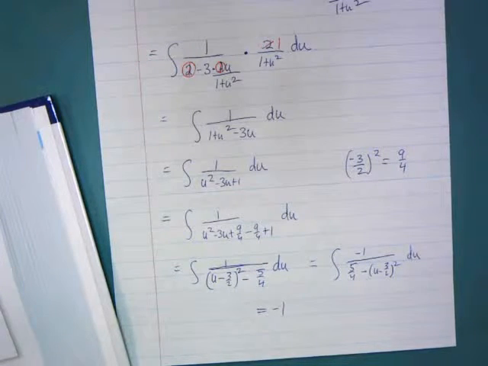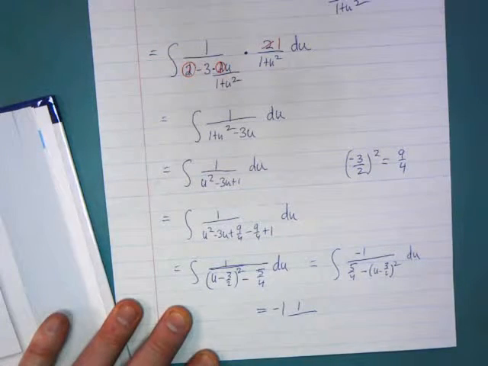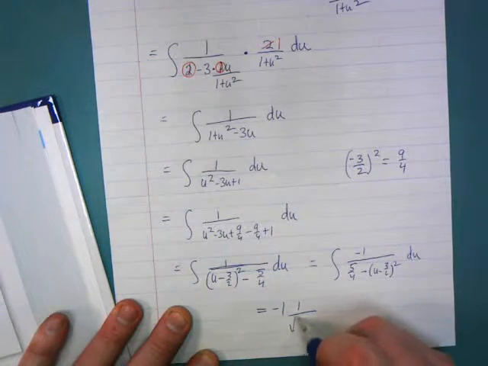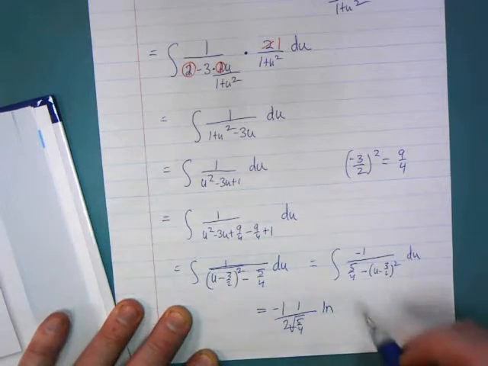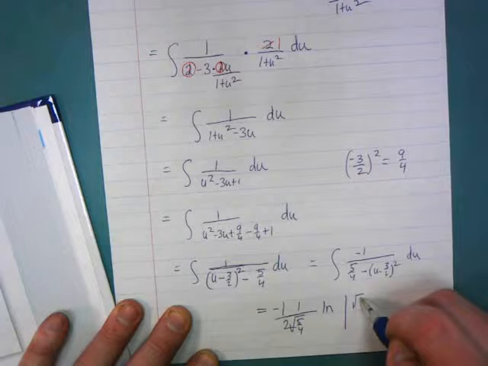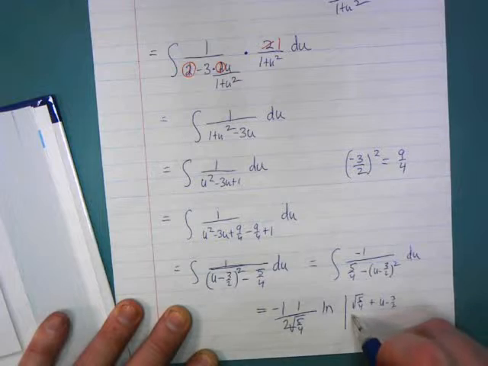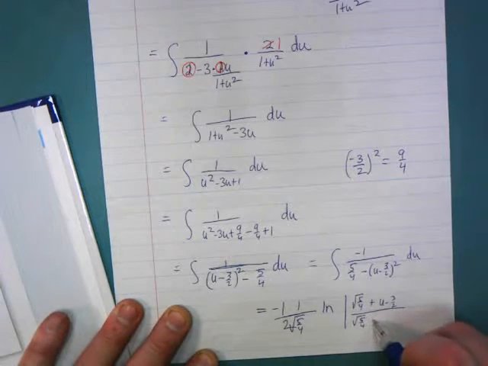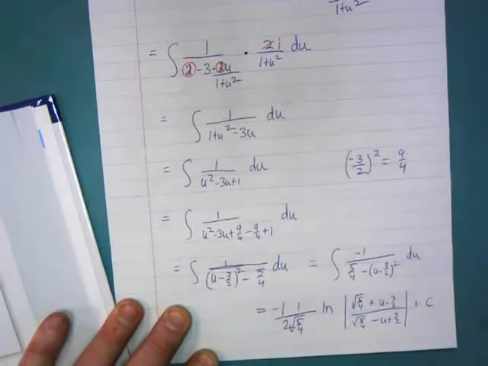There you go. 1 over 2a. So that's 1 over, what's a? The square root of 5 fourths. It's 2a. 1 over 2a times ln of a plus u, so a is the square root of 5 fourths plus u minus 3 halves, over the square root of 5 fourths minus u plus 3 halves, plus c.